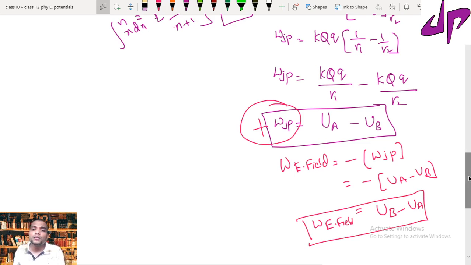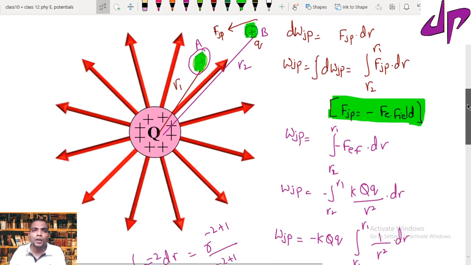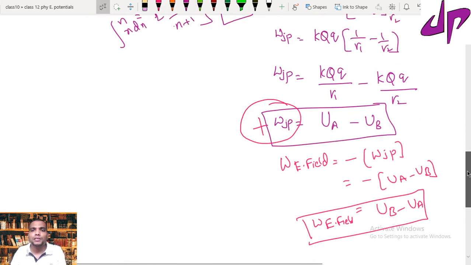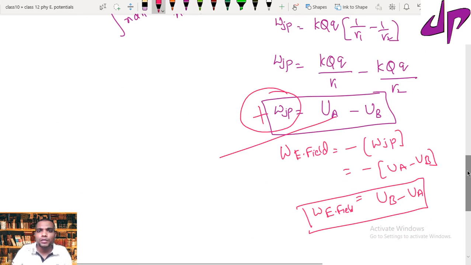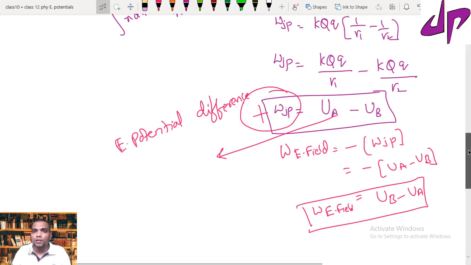So the work done to bring a charge from one point to another point within the electric field is defined as the potential difference. Here UA minus UB we define as the electric potential difference.